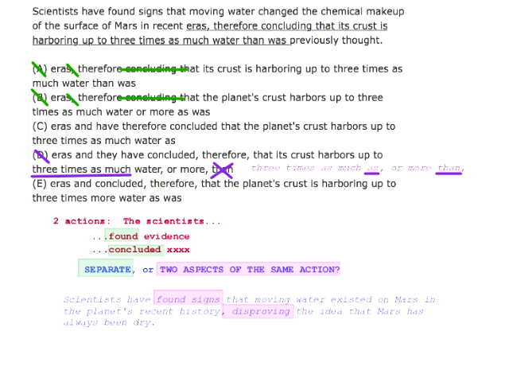And then, the planet's crust is harboring as opposed to harbors. Can somebody tell me what this means as opposed to this?